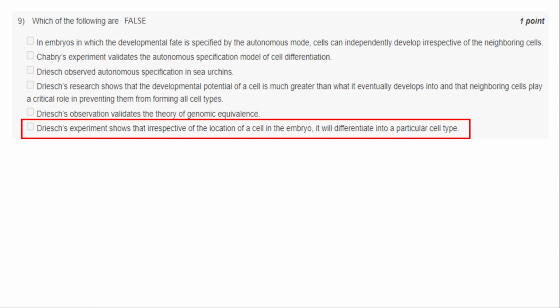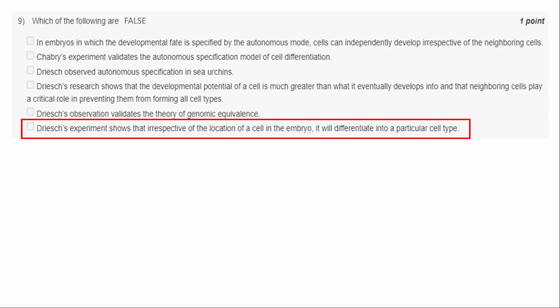Driesch's experiment shows that irrespective of the location of a cell in the embryo, it will differentiate into a particular cell type. This is the false statement, whereas Driesch's experiment proves the contrary. It shows us that the location of the cell in the embryo is very important, because following the sea urchin experiment, he also performed the glass experiment where he pressed the sea urchin embryo in.